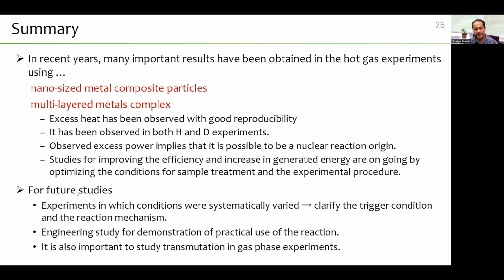For further studies, experiments in which conditions are systematically varied are needed to clarify the trigger condition and the reaction mechanism. Engineering studies for the demonstration of the practical use of the reaction are also needed. And it is also important to study transmutation. That is another interesting topic in gas phase experiments. This should be done in parallel with the excess heat study.